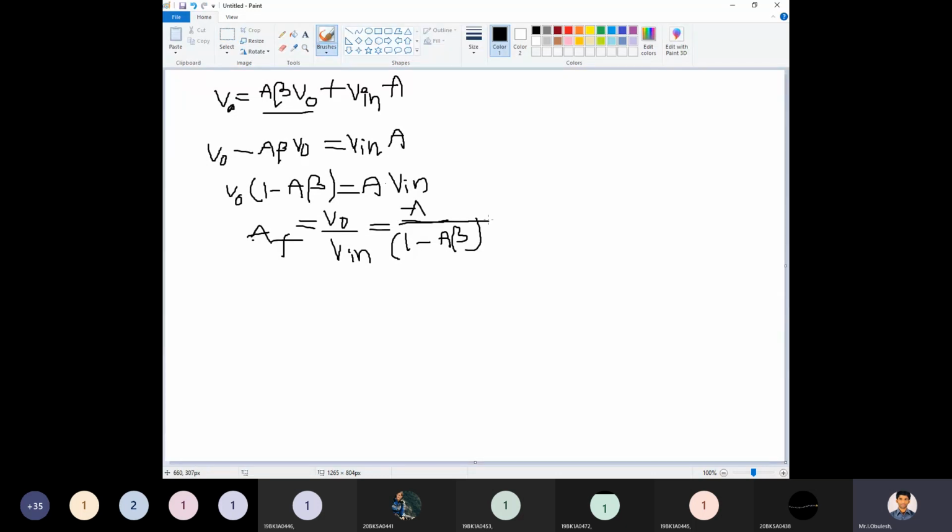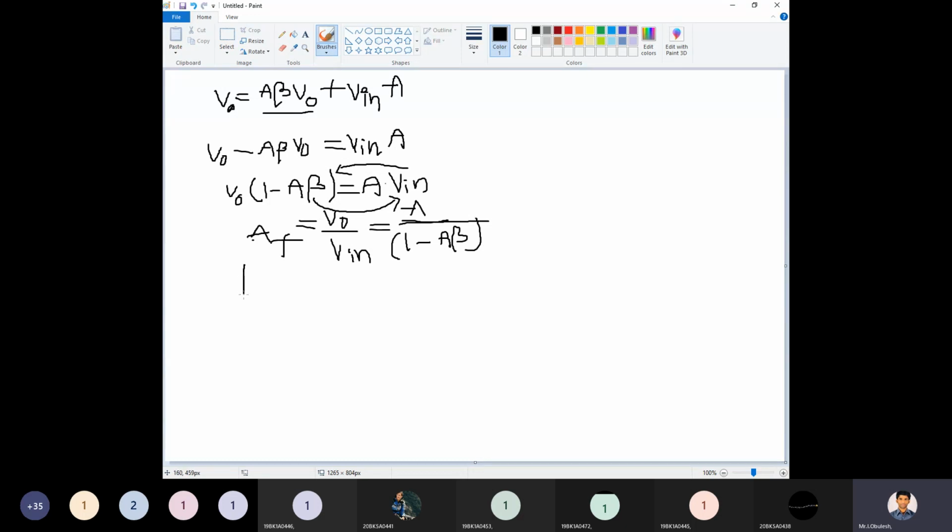I am not adding anything, I am not deleting anything. You need to see V naught by V in. You need to send V in to this side, and this to this side. That's it, we are getting this: V naught by V in equals A by 1 minus A beta.